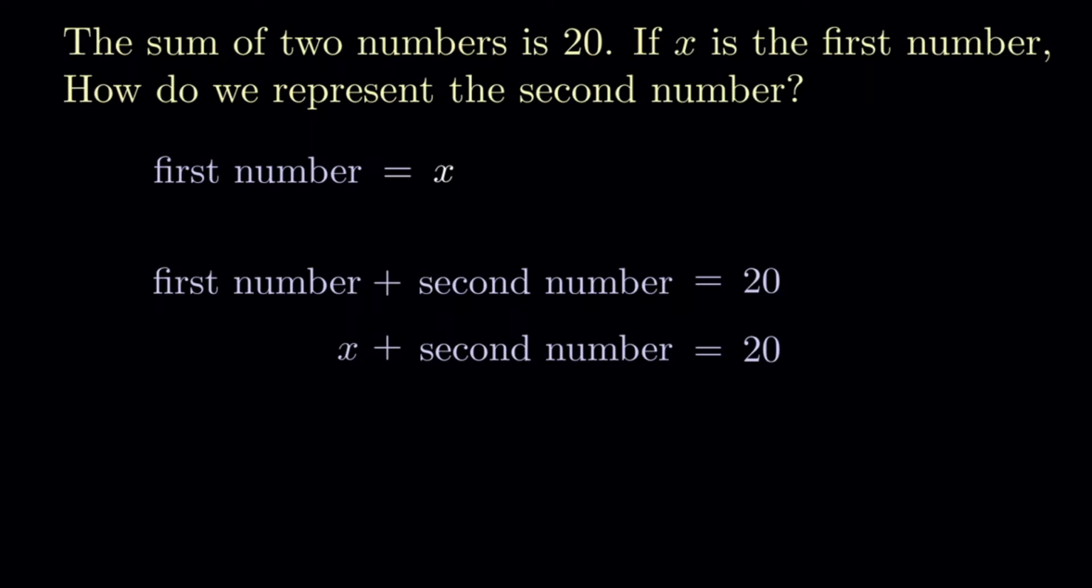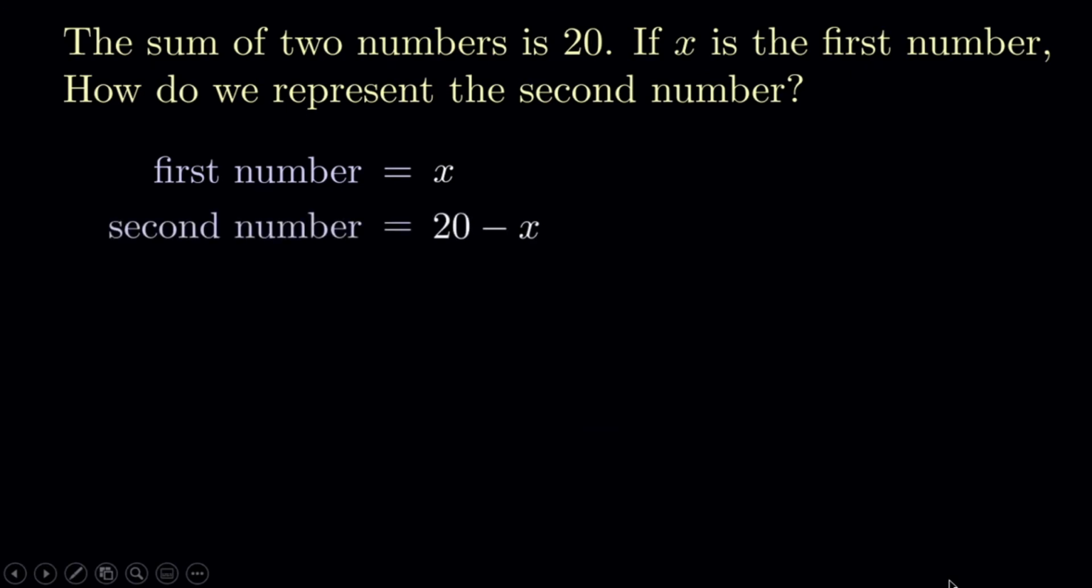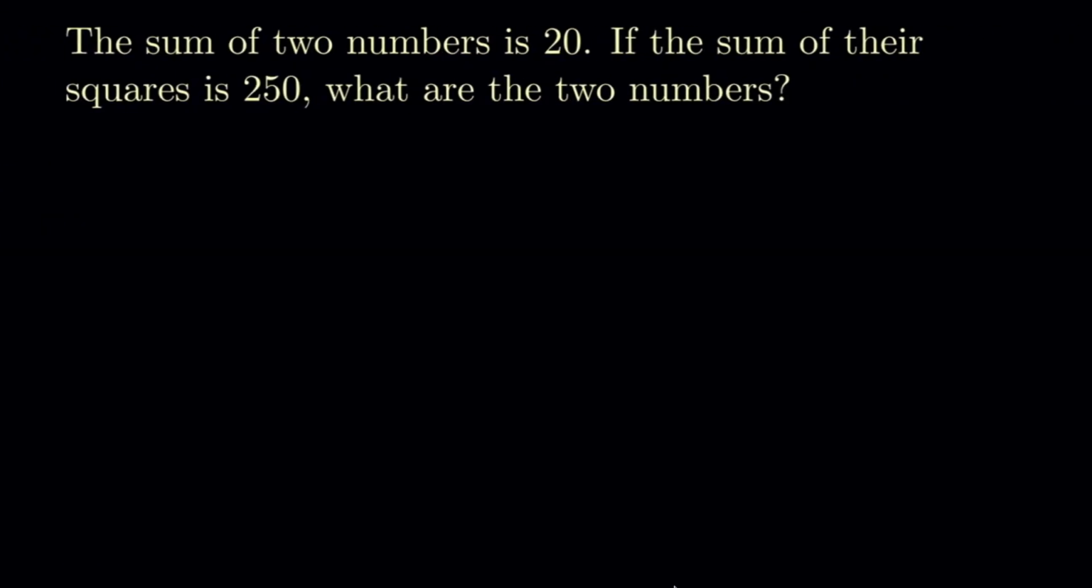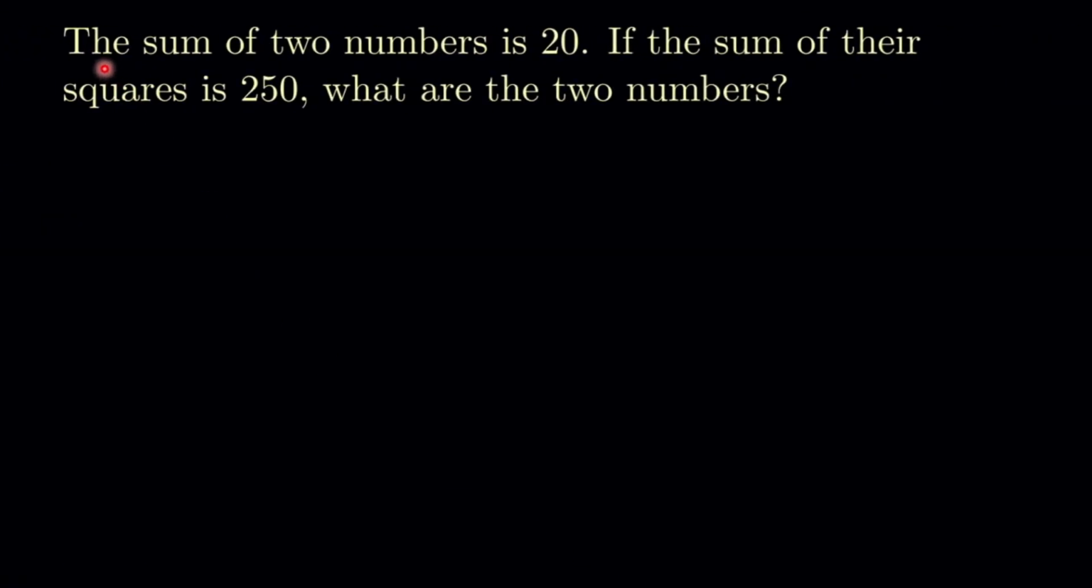Then, let's solve for the second number. So, the second number equals 20. The x, we move to the right side. So, it becomes negative x. Therefore, the second number can be represented by the expression 20 minus x. Now, let us solve. The sum of two numbers is 20. If the sum of their squares is 250, what are the two numbers?